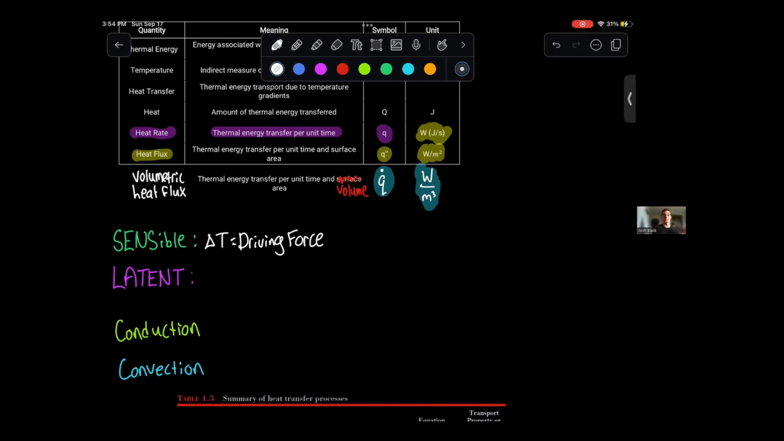Now, what is latent heat transfer? If you go back to our two different driving forces, it's obviously the second one. It's due to a change in phase. What is latent heat transfer? Well, it's the energy that the molecules have to overcome in order to phase change.